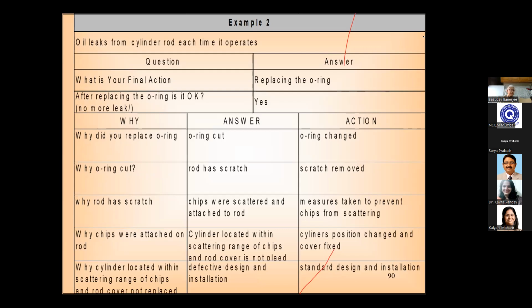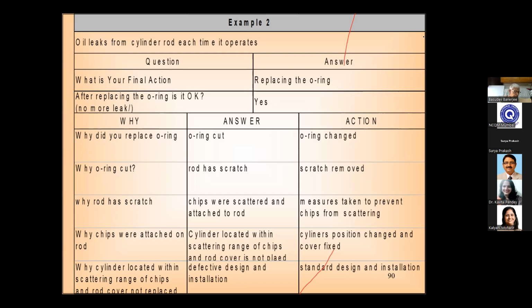I'll take another example, again from a Japanese who worked in Hindustan Unilever. You will find it more interesting. The problem was oil leaks from the cylinder rod each time it operates. Please mute yourself. Question is, what is your final action? Replacing the O-ring. After replacing the O-ring, is it okay? Yes, that means the Kaizen gets closed. Why did you replace the O-ring? O-ring was getting cut. What is the action?